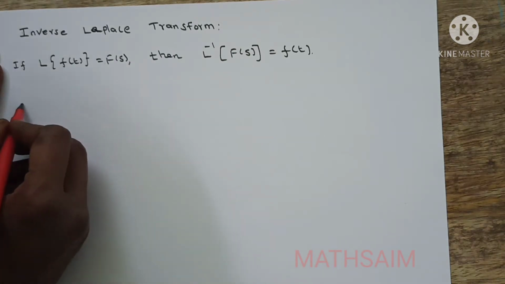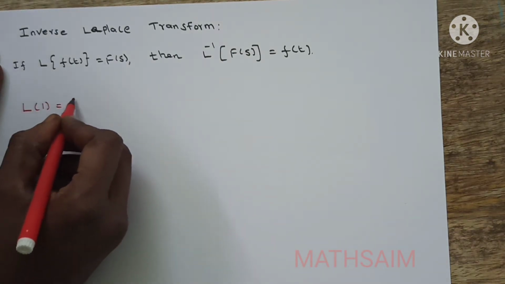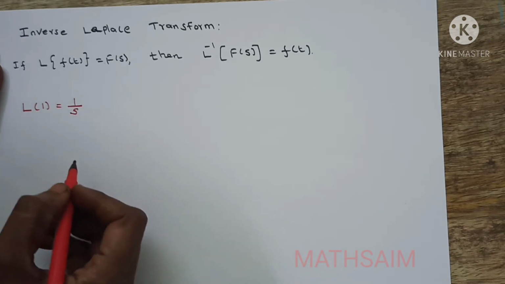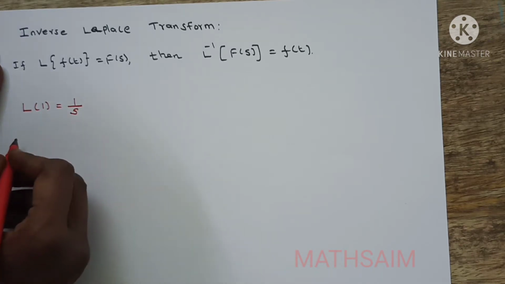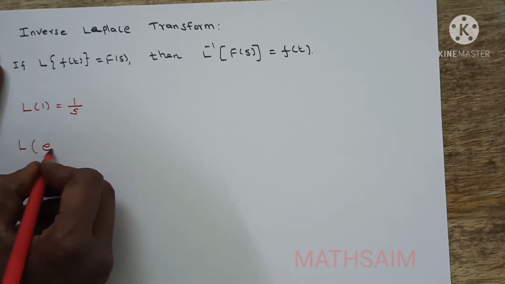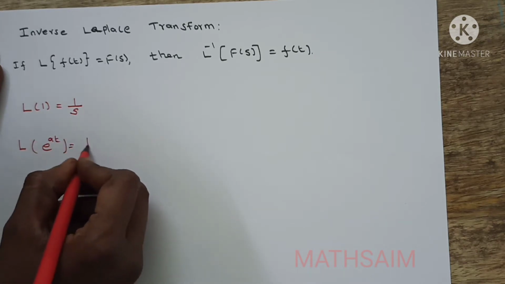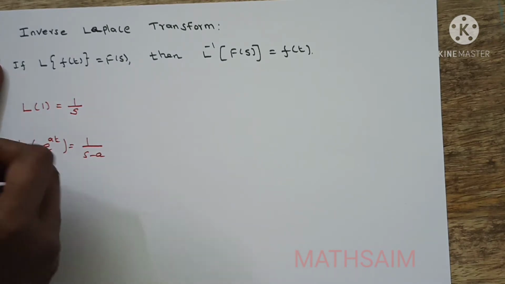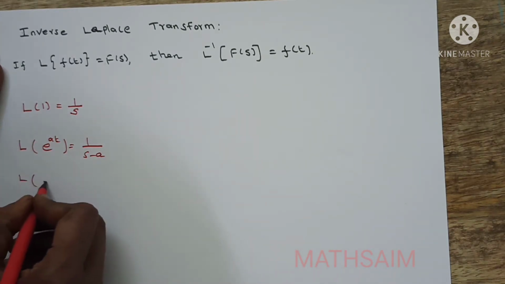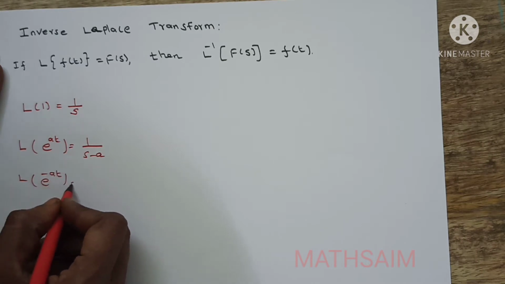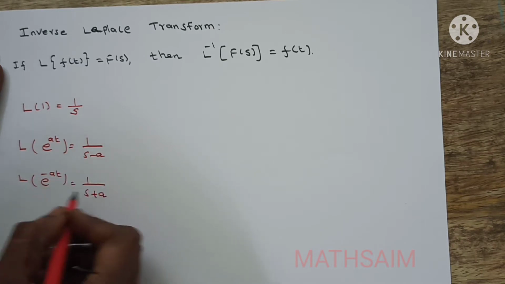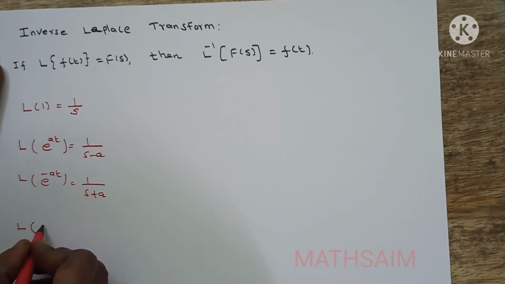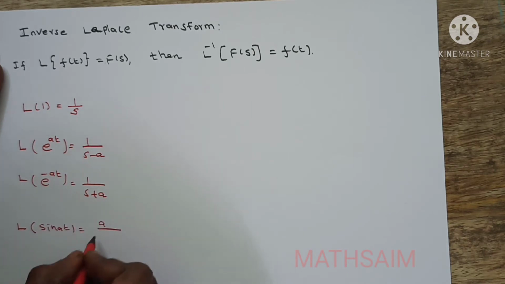You know that Laplace transformation of 1 is what? It is 1 by s. Laplace transformation of 1 is 1 by s. And then also you know that Laplace transformation of e power at is 1 by s minus a. Laplace transformation of e power minus at is equal to 1 by s plus a. And also Laplace transformation of sin at is equal to a by s square plus a square.